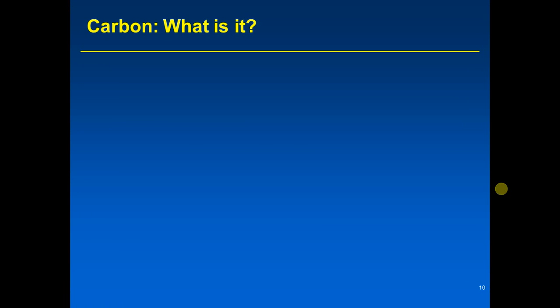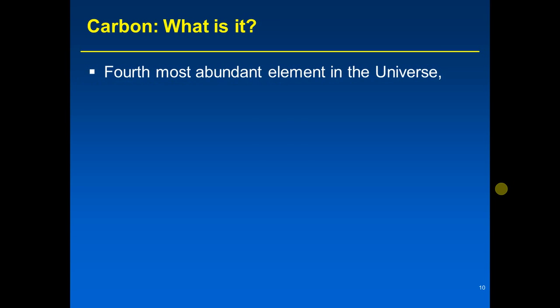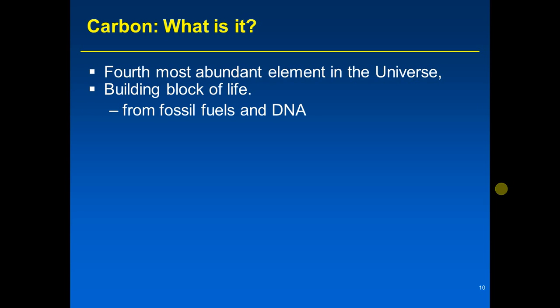So, coming back to carbon. What is it? It's the fourth most abundant element in the universe. And it represents the building block of life. For example, it's in fossil fuels, which we are so dependent on to make our electricity, to drive our cars, to manufacture our products. Carbon is also found in DNA in the double helix, which everyone has, right? Everyone has a different DNA.